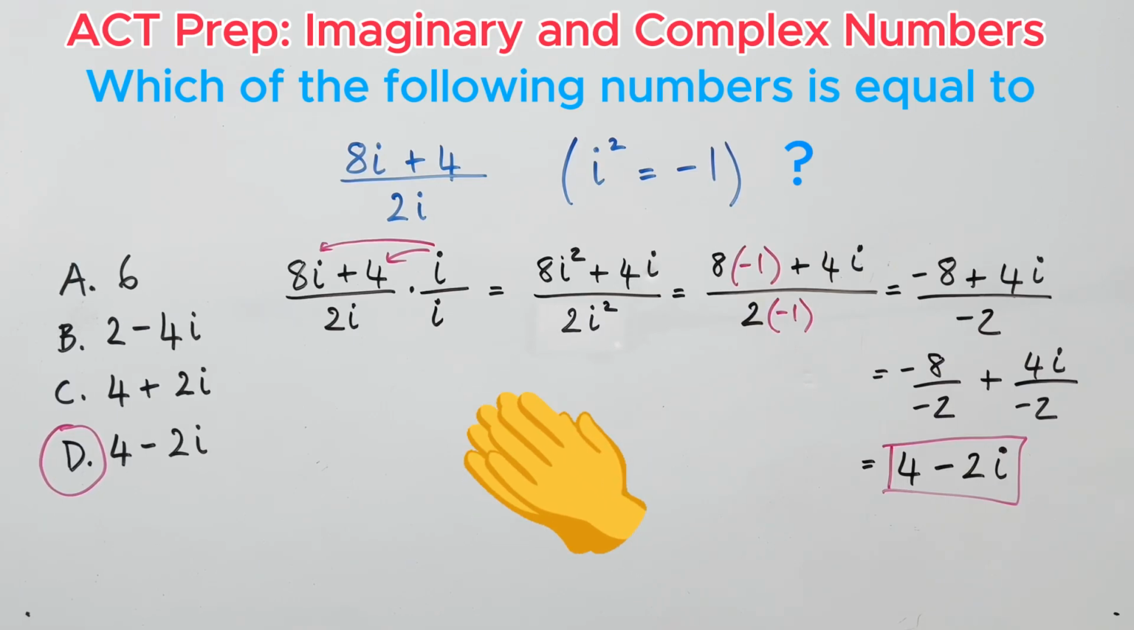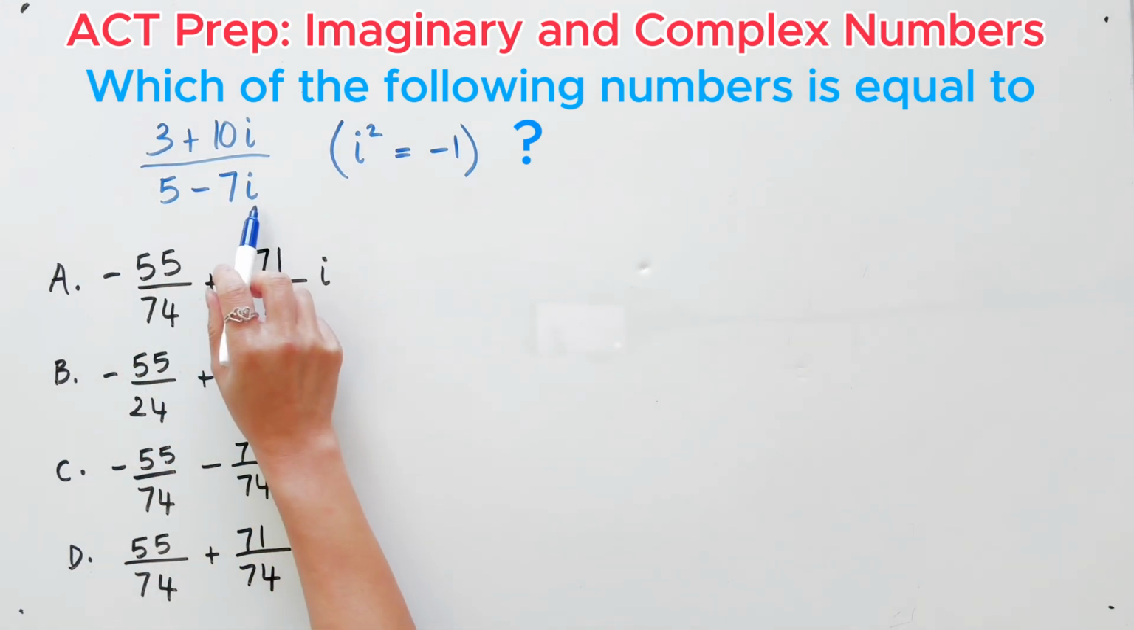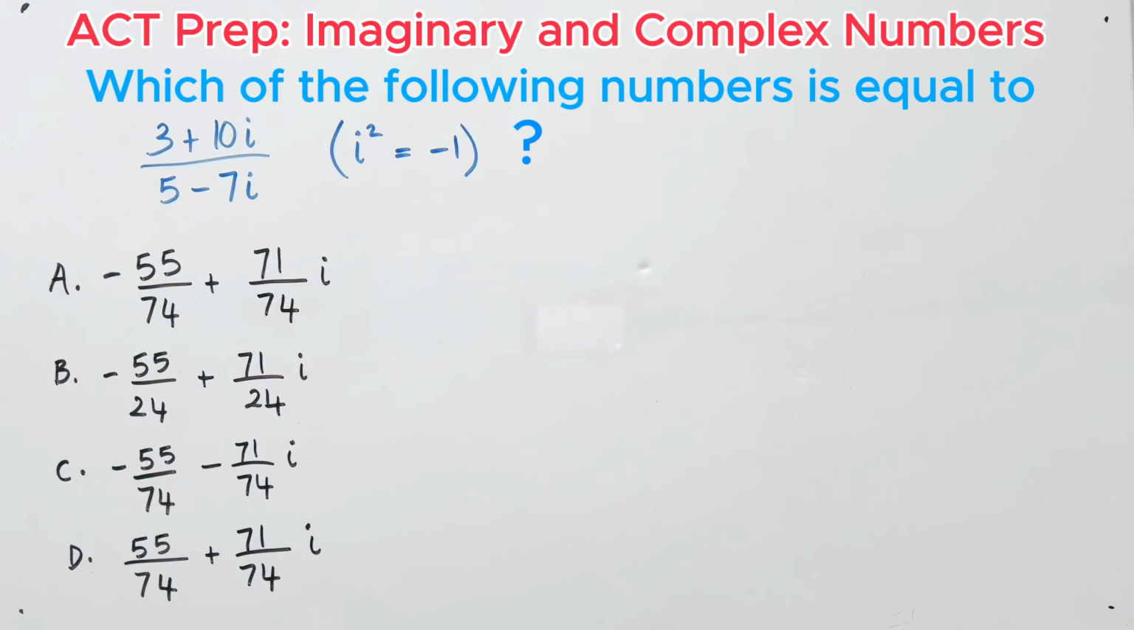Now let's try one that's a little more challenging. For problem 2, this time the denominator has 2 terms. Since it's a binomial, we can't just multiply by i. Instead, we will multiply by the complex conjugate of the denominator. Also, when you look at the multiple choice, be careful on the test.